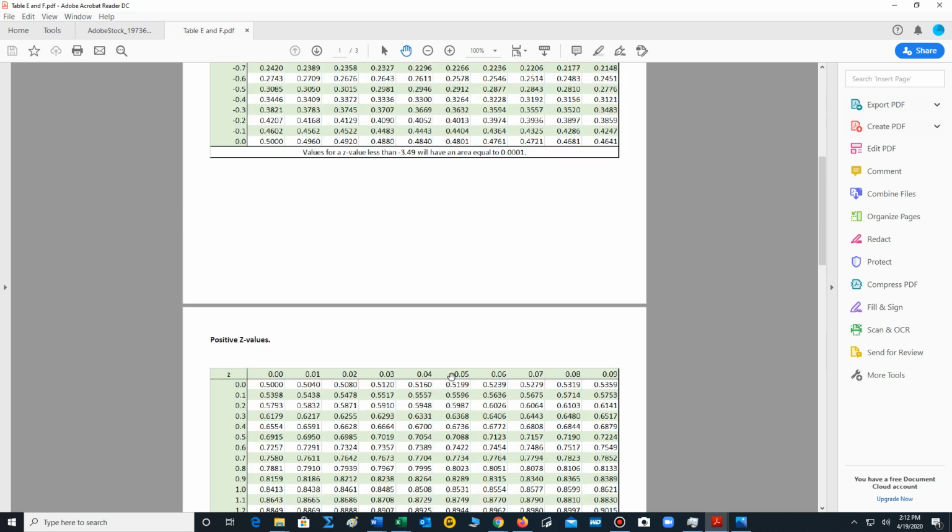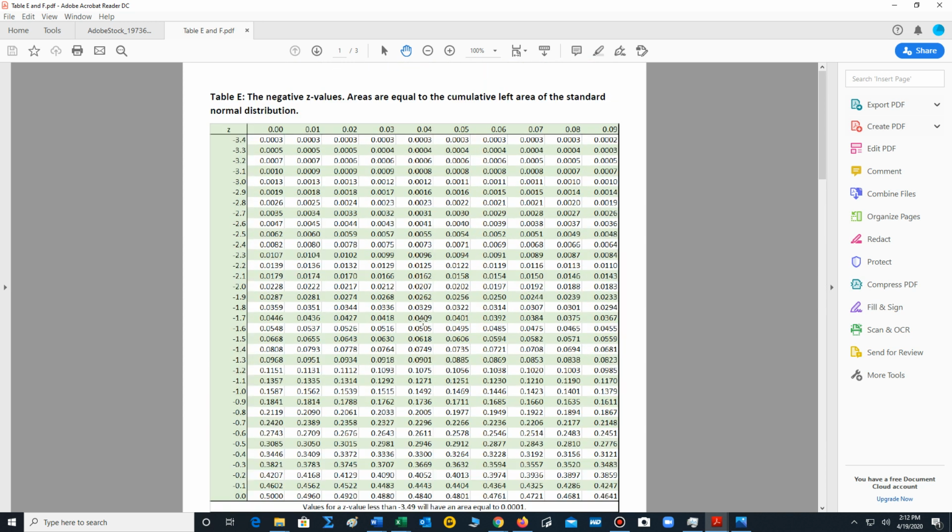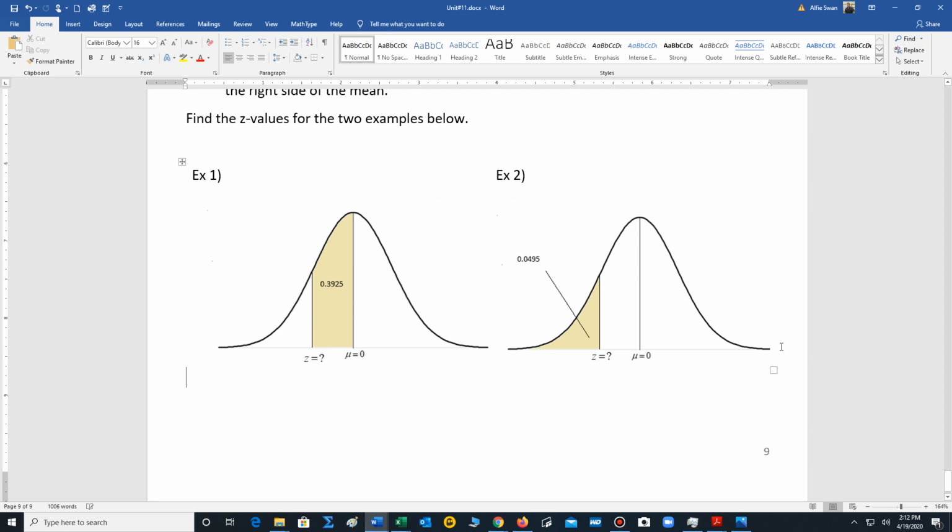So let's go to the negative z-values because it's on the left side of the mean. And we look for 0.0495. So let's see, 0.0495 is right here. 0.0495, and that's going to give us negative 1.65. So that's going to be our z-value for that second problem there. Let's just write that down. Remember, this is the reverse method. There's a few problems that you have to be aware of. So it's negative 1.65. That is the z-value.